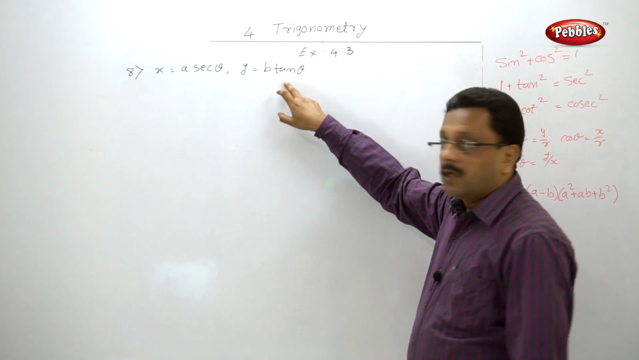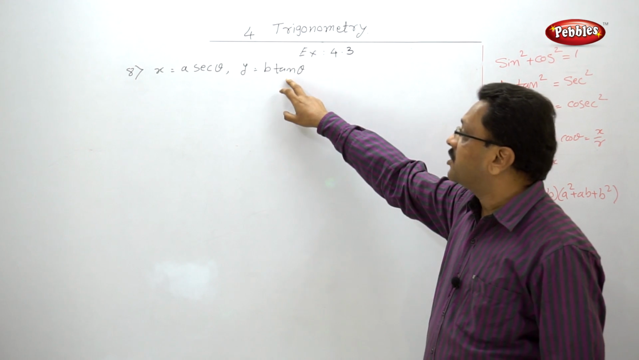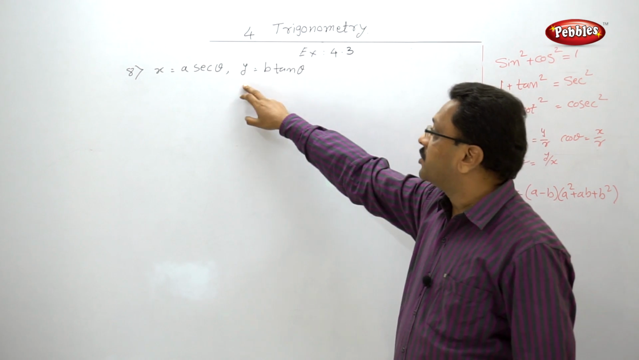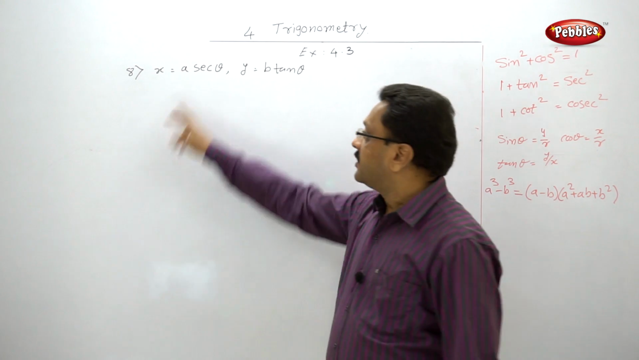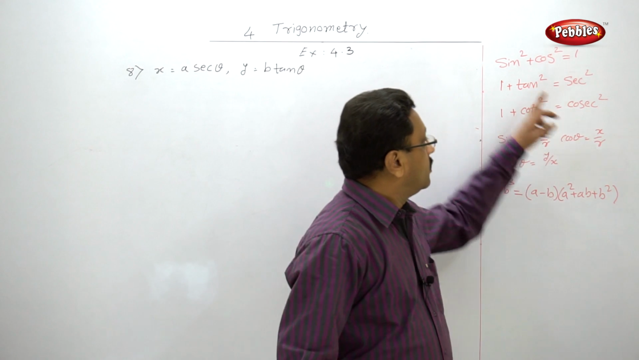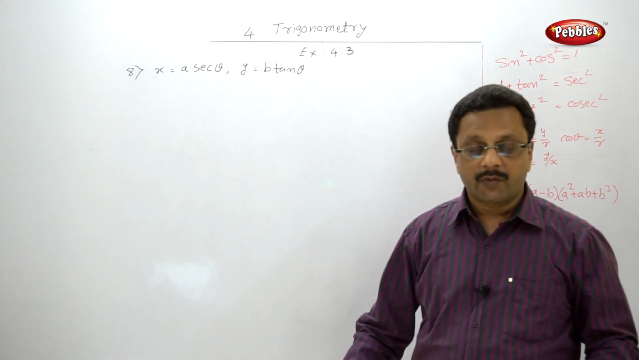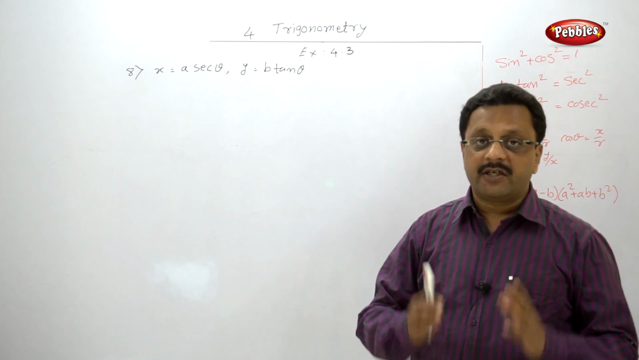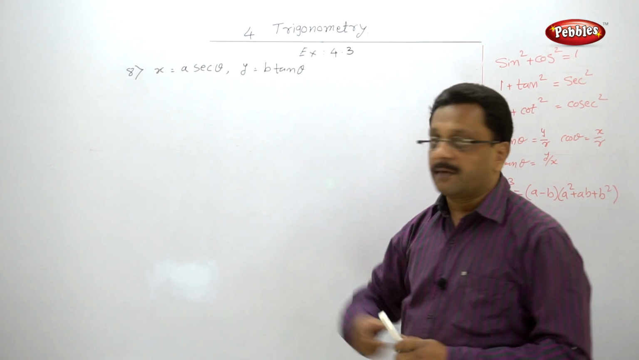In this case, we will square both the sides. So we will get tan square theta is equal to y square upon b square. And after that, sec square minus tan square equals 1. So we will eliminate theta in this case. So please pause your video and solve this example.